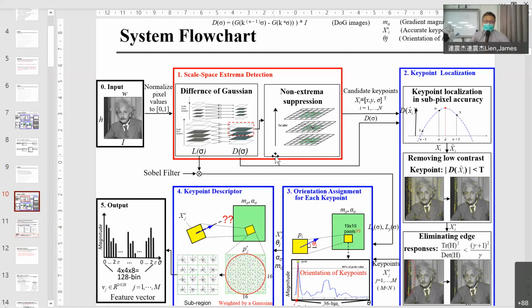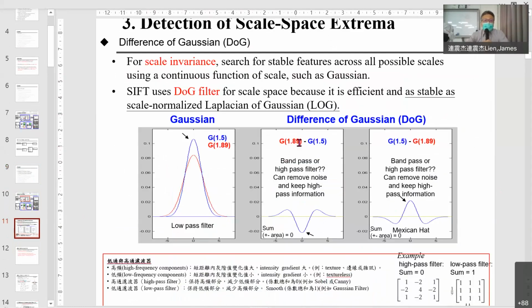So first we talk about the corner detection, is the edge detection. Before we talk about that, we will teach you what's the DOG. DOG is very simple. Suppose you have a Gaussian distribution. The blue one is Gaussian, and this is the standard deviation. For any Gaussian distribution, the total area, the summation, is equal to 1.